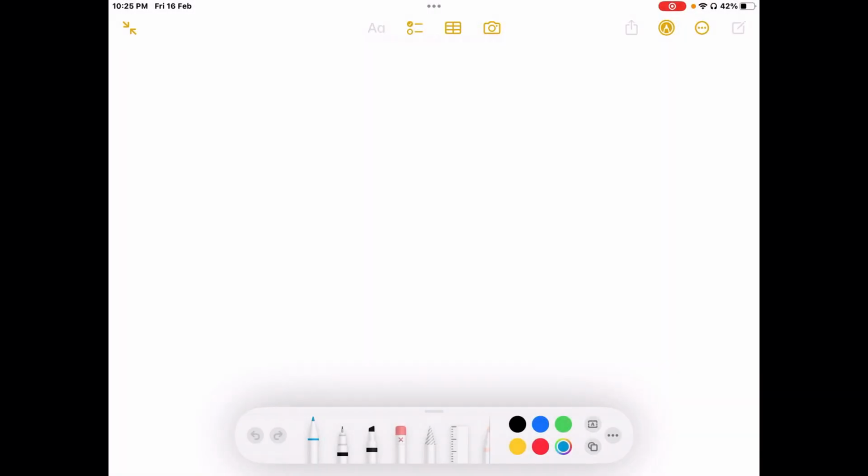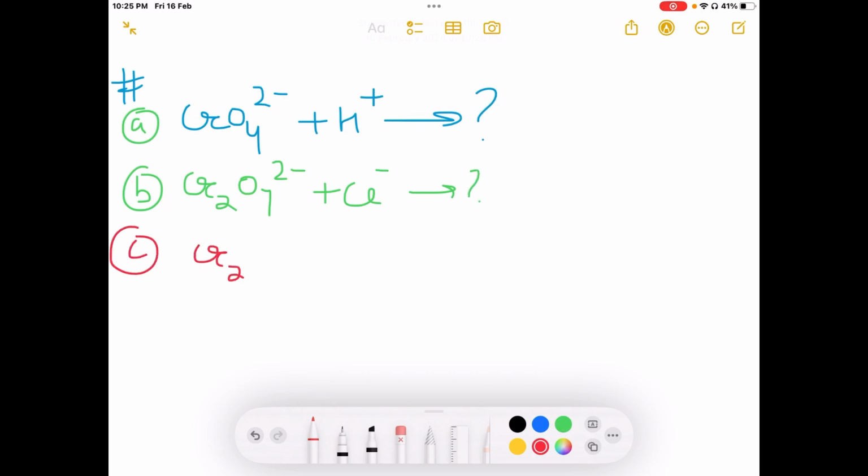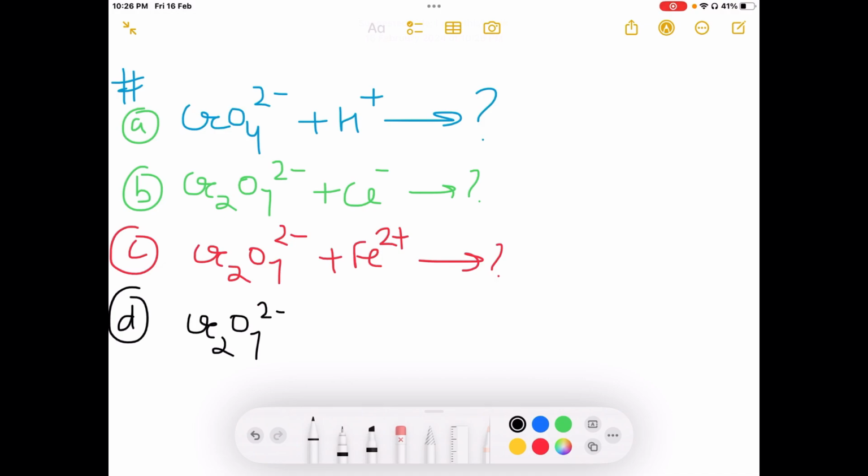Another category of question asked from this part is the fill-up type. Suppose CrO4 2- with H+ is given to you. Or we can frame Cr2O7 2-, dichromate, with Cl-. Or we frame a question, Cr2O7 2- with Fe2+. One more we can frame: Cr2O7 2- plus sulfide.